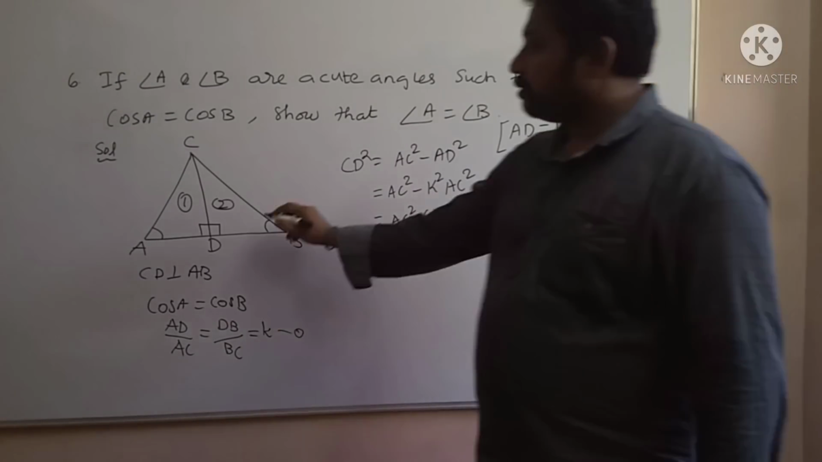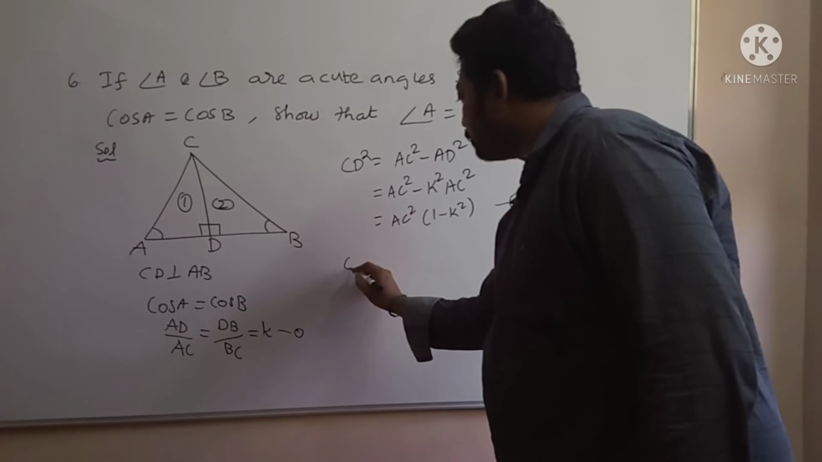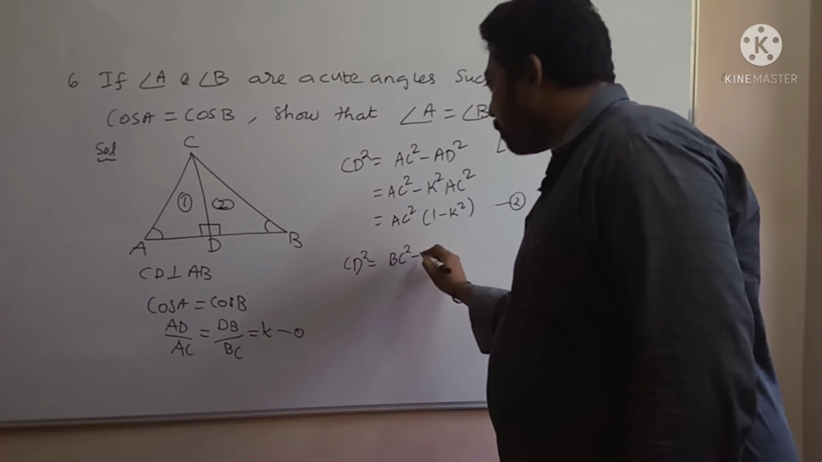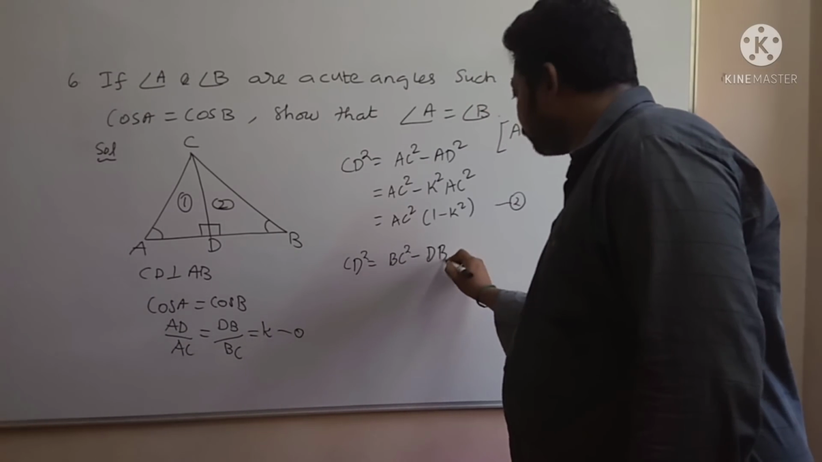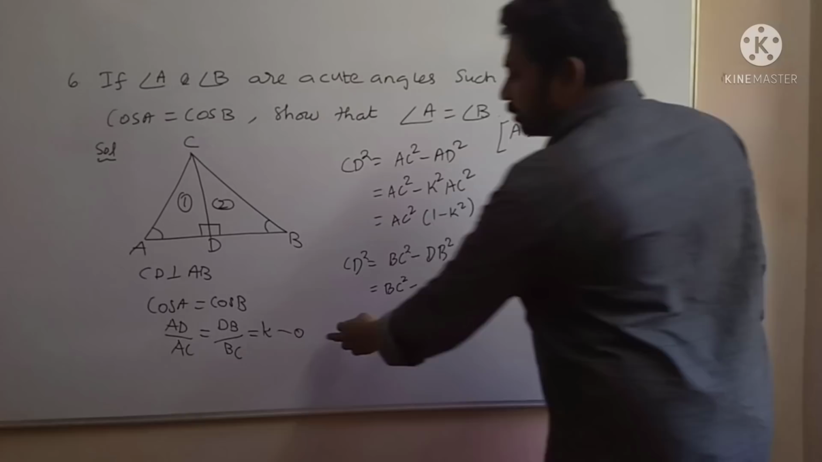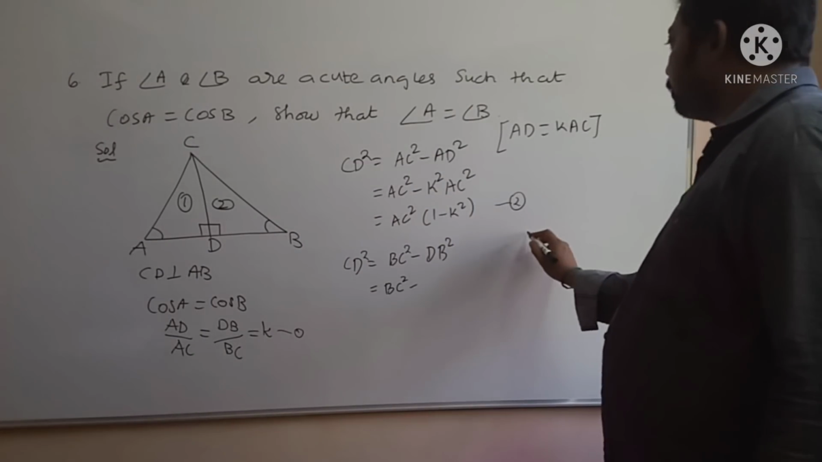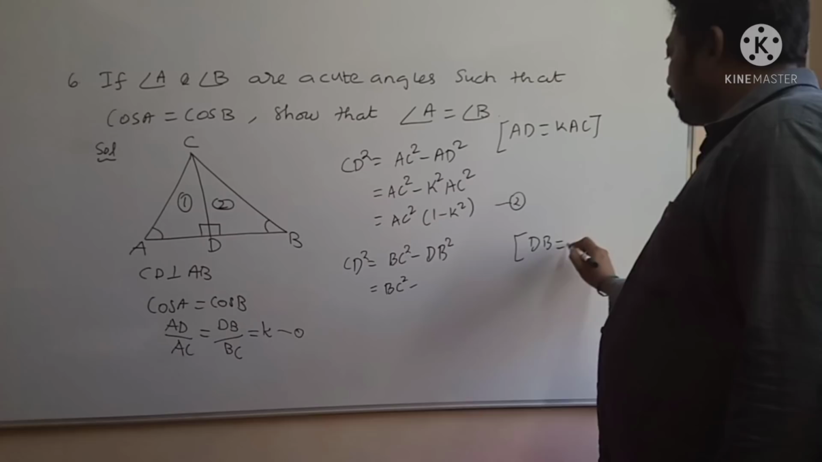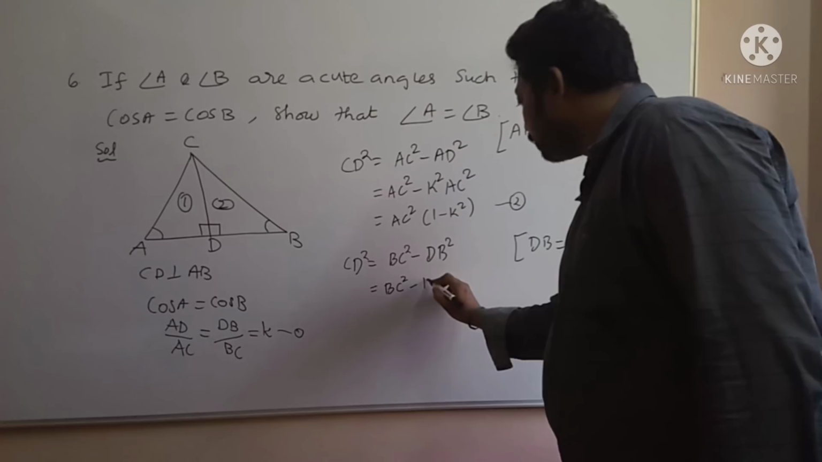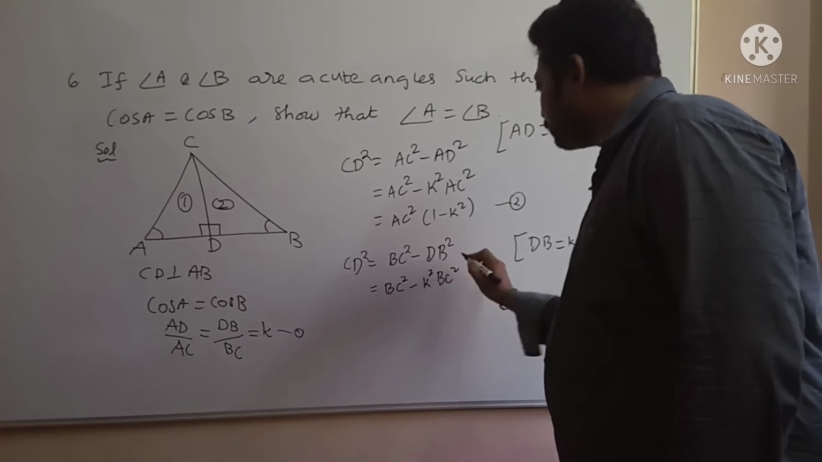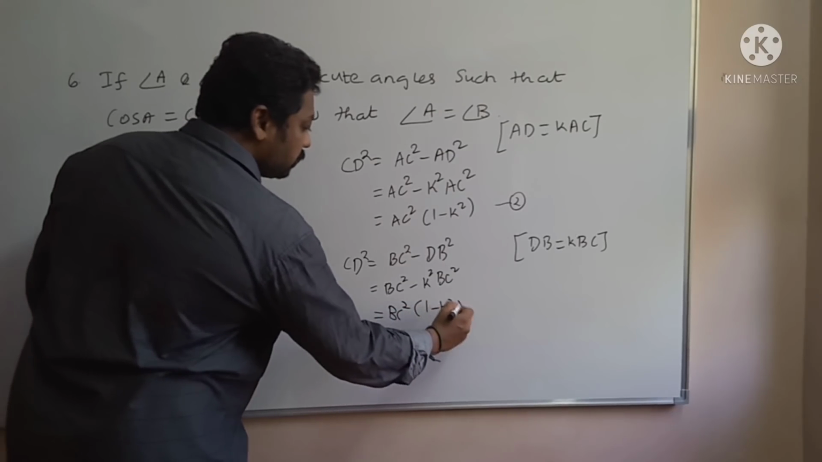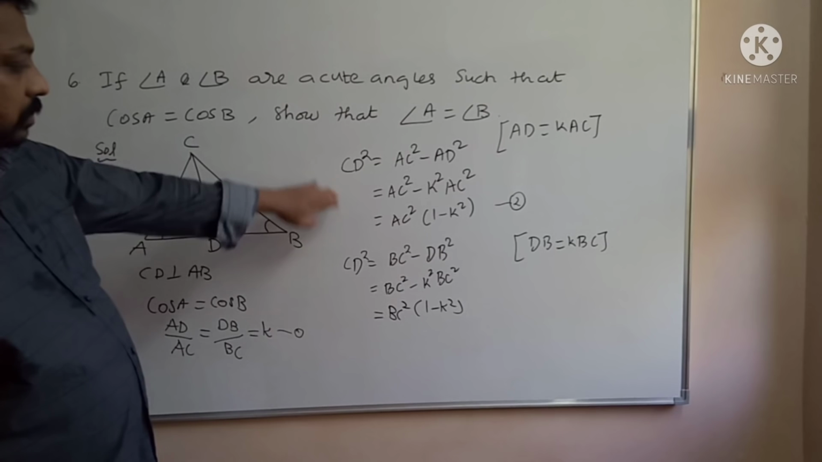Now in triangle 2, we find CD square. In triangle 2, CD square is BC square minus DB square, right? What is DB? From equation 1, DB is equal to K times BC. We substitute the same instead of DB, so here we get K square BC square. Now I am taking BC square as common, so 1 minus K square. Now look at equations 2 and 3.